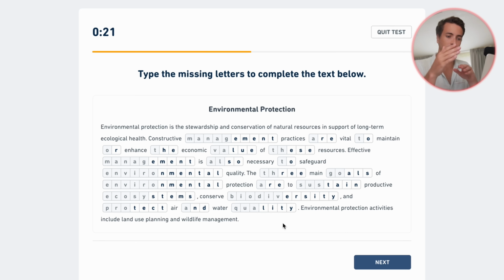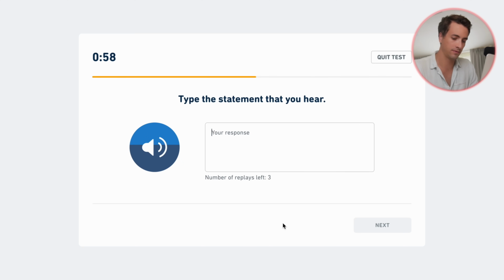Constructive management practices are vital to maintain or enhance the economic value of these resources. Effective management is also necessary to safeguard environmental quality. The three main goals of environmental protection are to sustain productive ecosystems, conserve biodiversity, and protect air and water quality. That's all correct. The company prioritized the use of recycled materials during the manufacturing process.